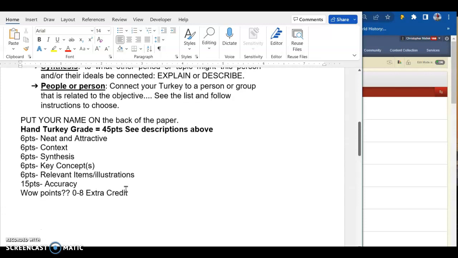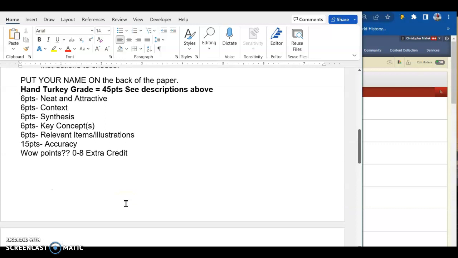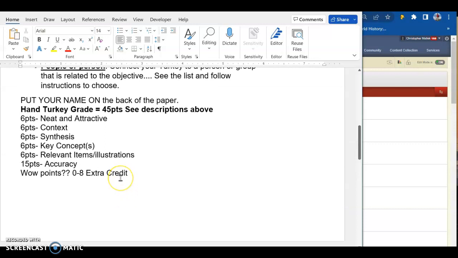So yes, you're going to randomly select from this list in just a few minutes, and I got to pick this up because I want to be done around 10 minutes. Here's how you'll be graded on this project. Yes, you're going to create a neat and attractive hand turkey. That's going to be 6 points out of the 45 points.